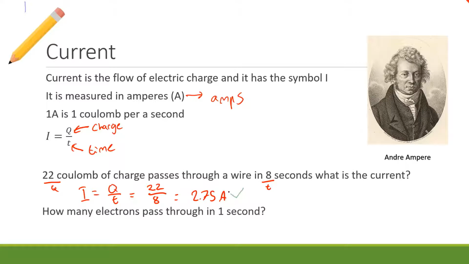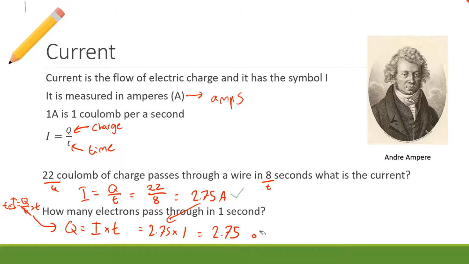Well, if we now know that, let's figure out the amount of coulombs that pass through in 1 second. The amount of charge that passes through in 1 second is going to be I times T. If you don't know how I got to that, I'd say I equals Q over T, multiply both sides by T. That gives me Q equals I times T. If I have 2.75 amps times 1 second, that's going to be 2.75 coulombs.